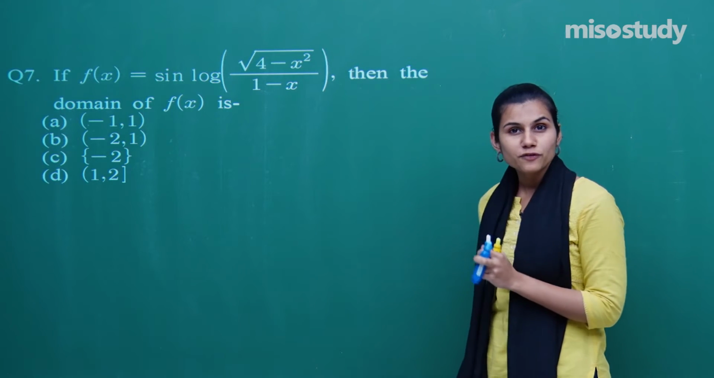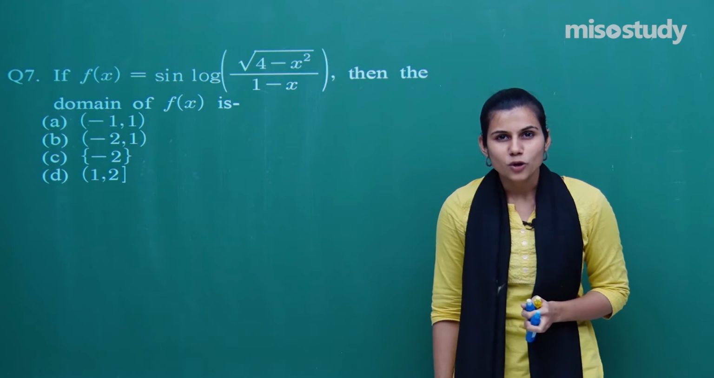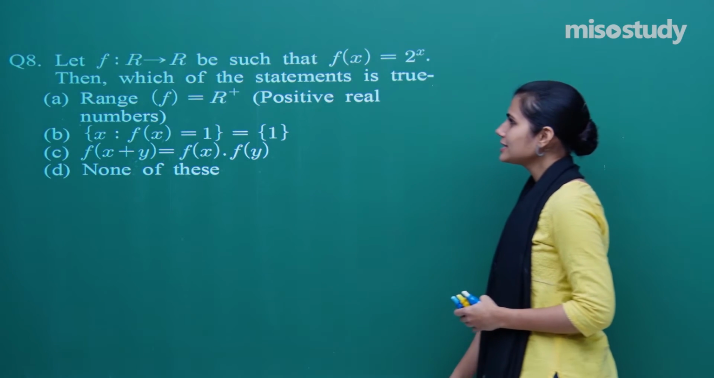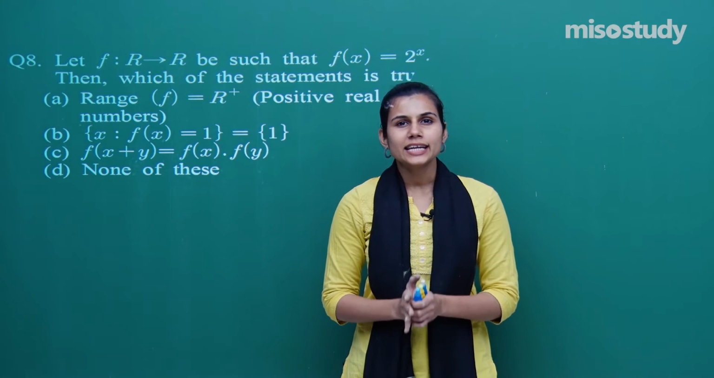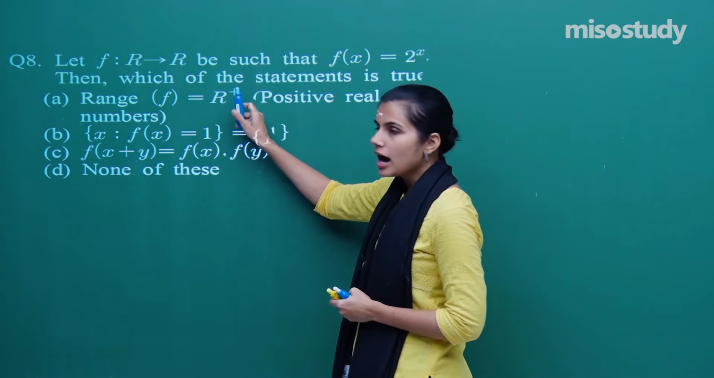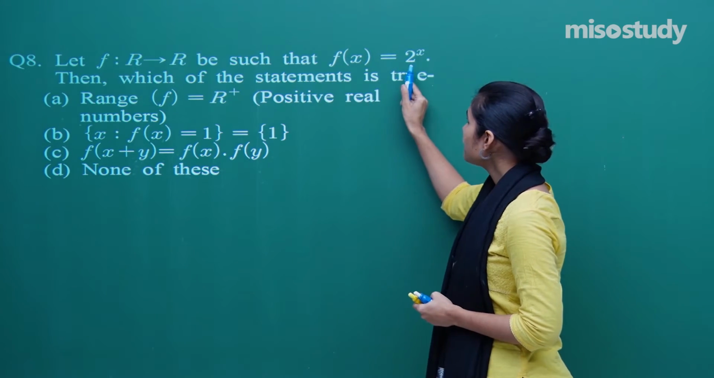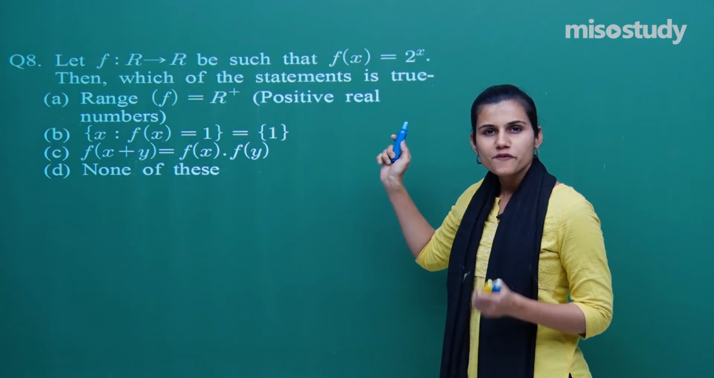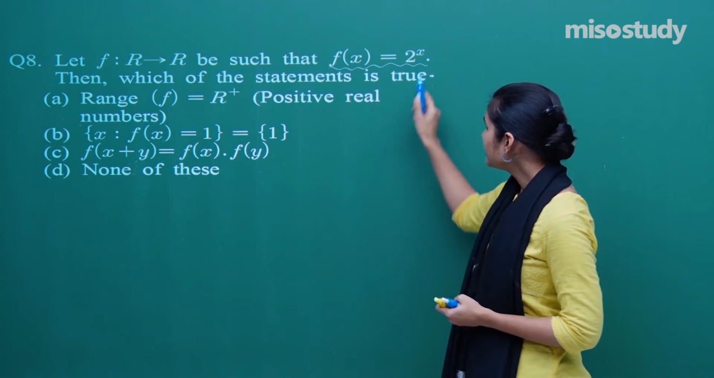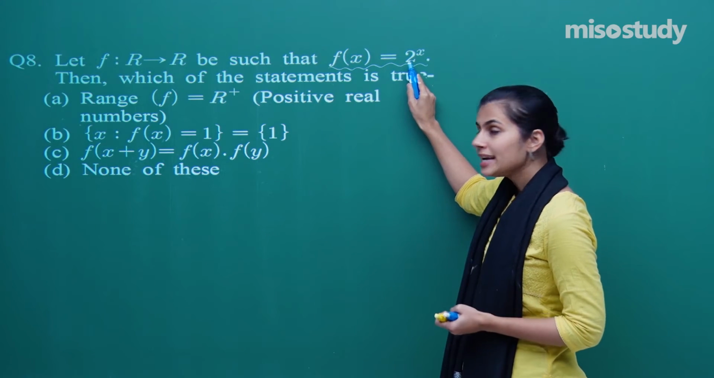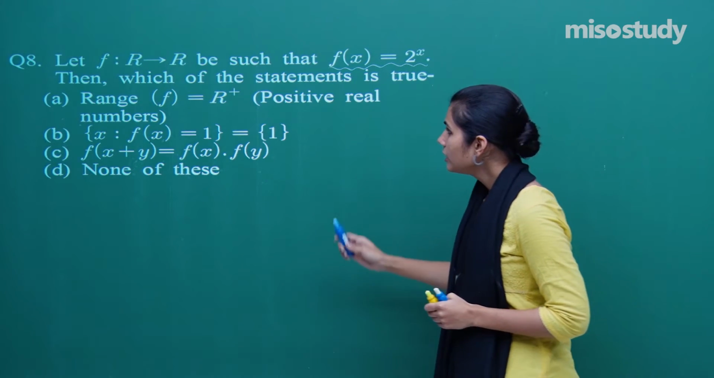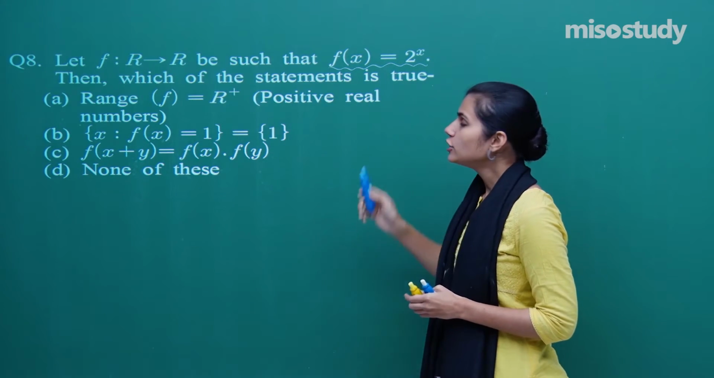Let me present that before you right after this. After having dealt with the 7th question, let's start dealing with the 8th question, which is saying: let f from R to R be such that f(x) is 2 to the power x. Very familiar function, the exponential function, where this a, which is playing the role of 2 over here, is greater than 1. Then which of the statements is true?